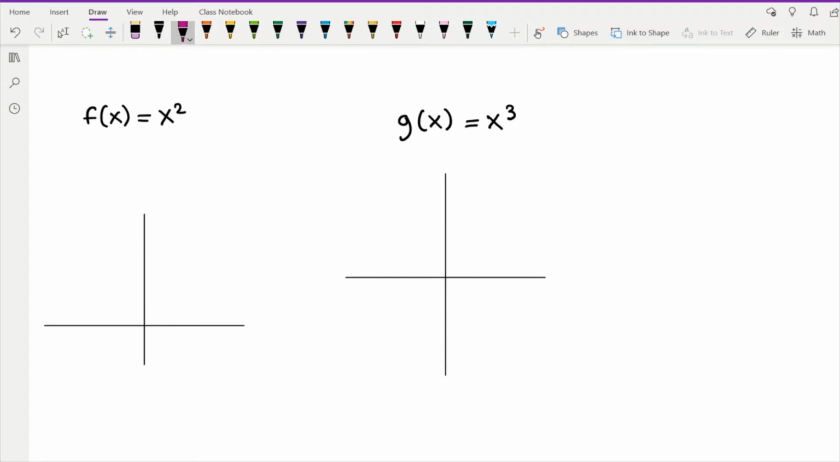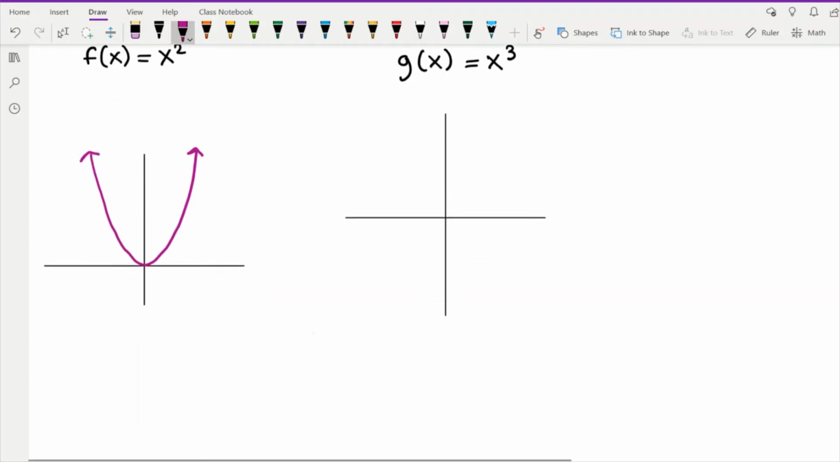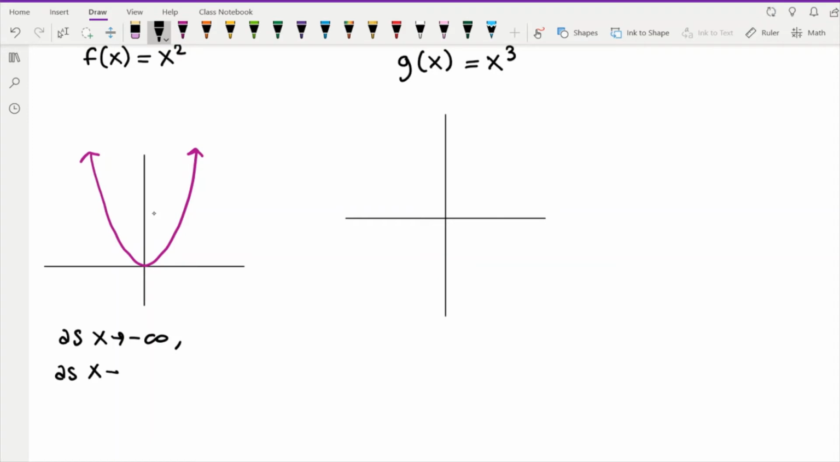Okay, let's start with f of x is equal to x squared. So what does that look like? Hopefully you know that this is a parabola. Okay, so how would we describe the end behavior for this function? We would say as x approaches, I'll do negative infinity first. It doesn't matter what order, but it makes a little more sense to go from left to right.